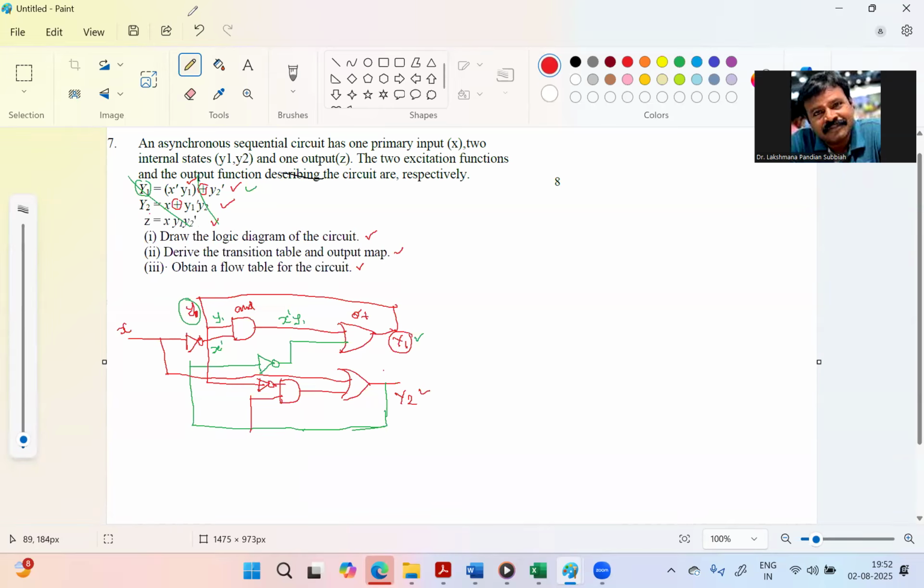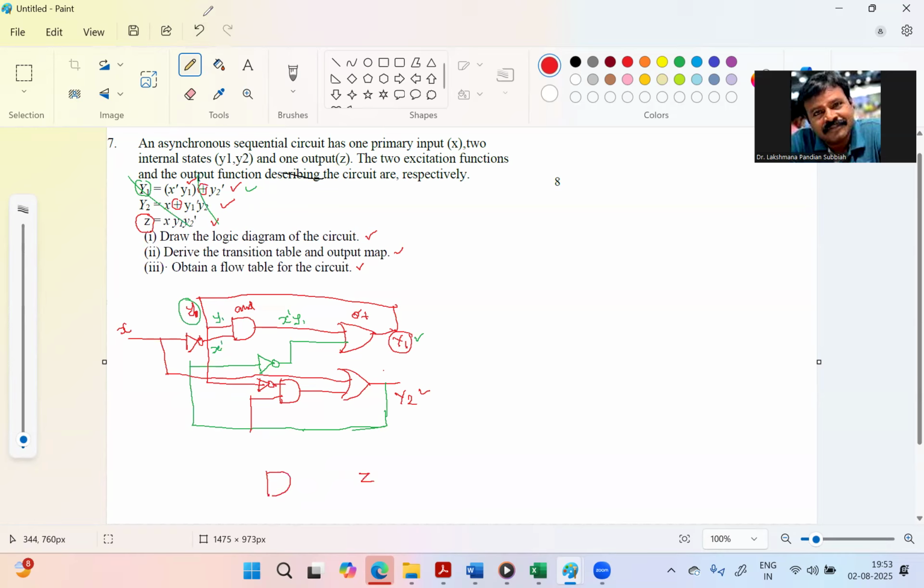Next, we have Z as the output. So here Z is the output, and you have a three-input AND gate.